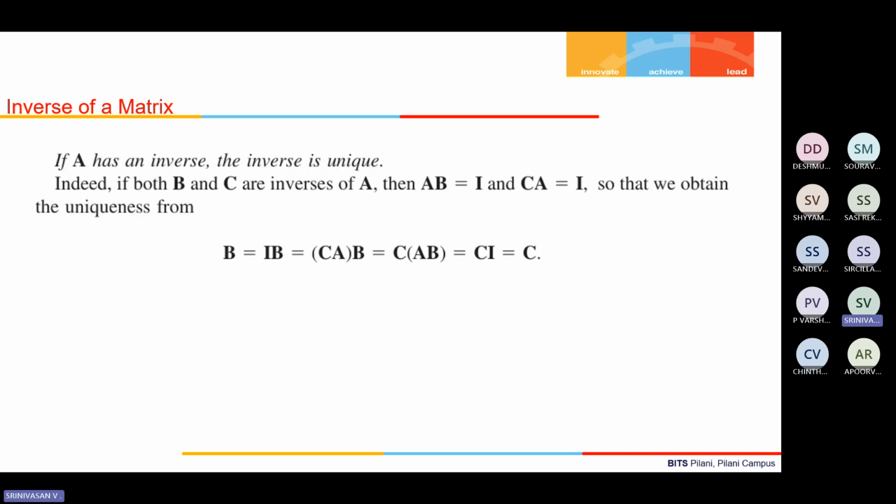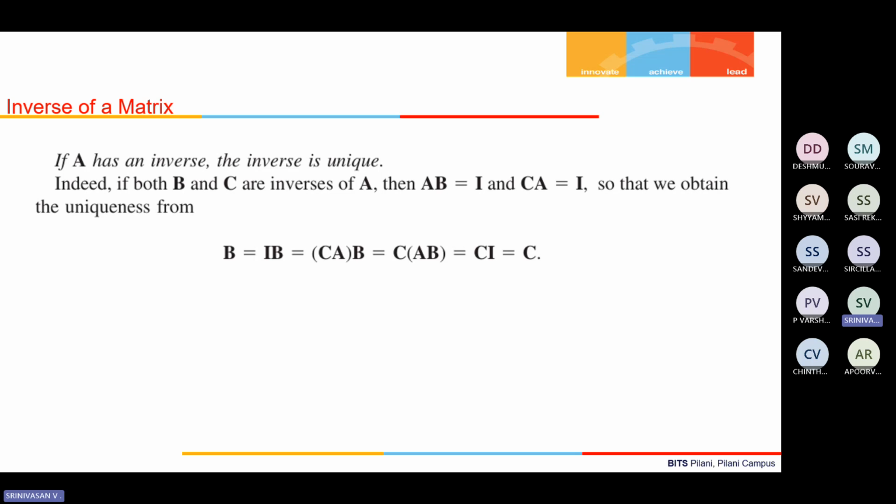Just see that if such an inverse exists, it is unique. What do you mean by unique? It is one and only one. That means, how will you prove it? If at all there is another one, they are one and the same. That means there is only one. That's what we say here: if A has an inverse, the inverse is unique.